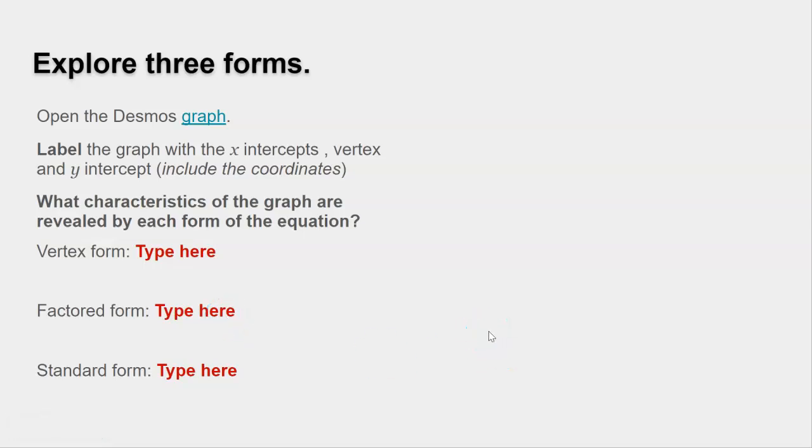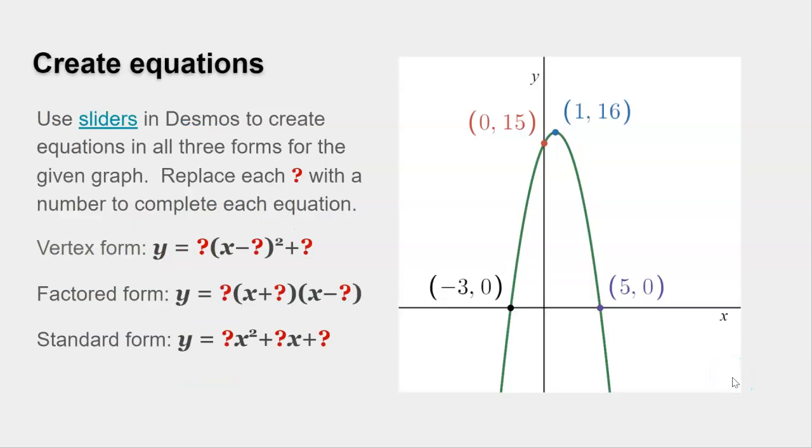So they should be able to look at those equations and determine some key characteristics of those graphs from those forms. Now once they've done that, they're going to apply what they've learned. Here's a graph I'm giving them, and I'm wanting them to use the sliders to create this graph. And they want to replace all these question marks that are in red here with numbers. So it's kind of a busy graph. I'll show you what I mean. I'm going to click on sliders.